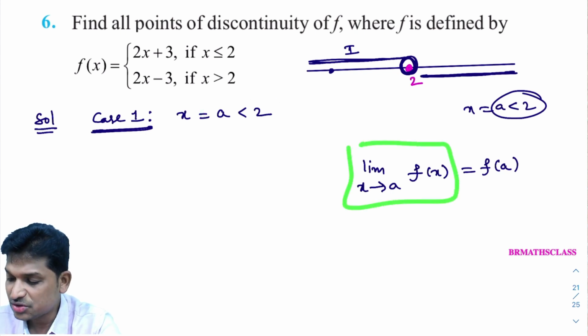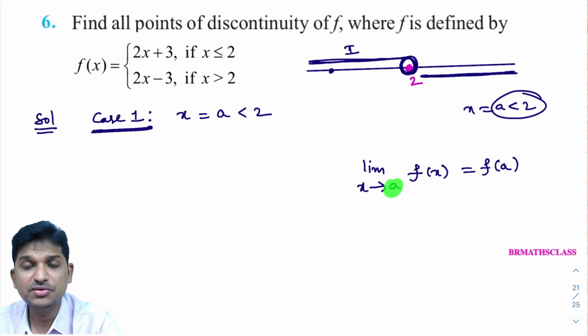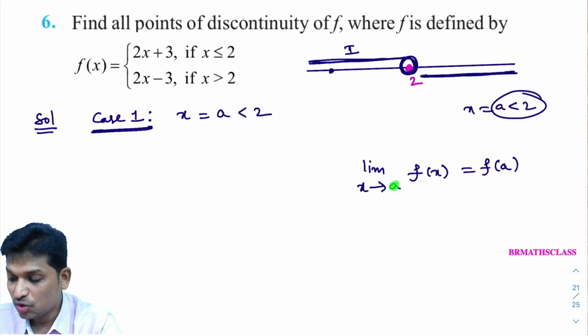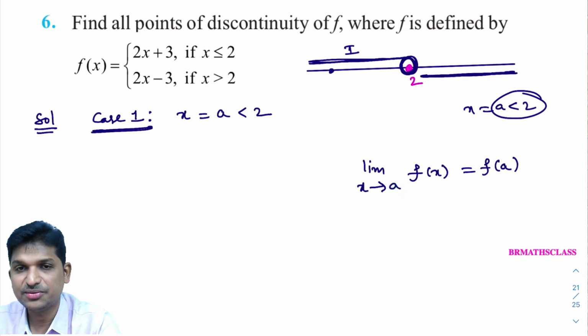Okay, limit x tends to a, f of x. What is a value? A value is any number which is less than 2. Here, what is a value? Can I write a value minus 100? Yes, you can write minus 100. Can I take a value 1? Yes, you can write a value 1 because 1 is less than 2. Can I take a value 3 here in this case? You cannot take a value 3 here because 3 is greater than 2. It goes to another way, right?